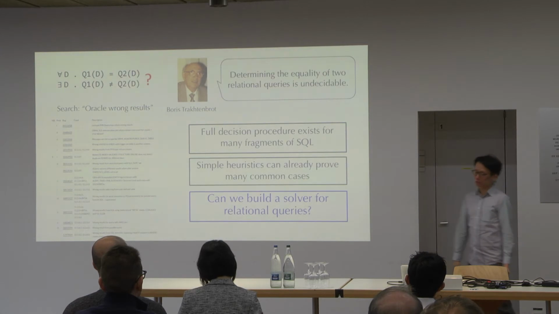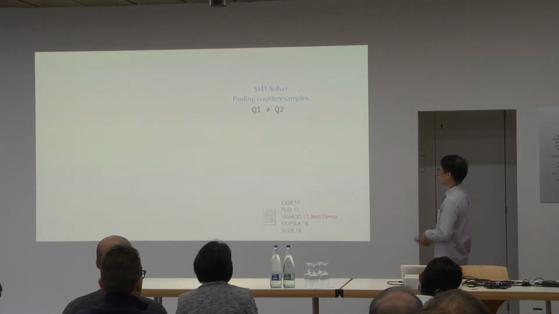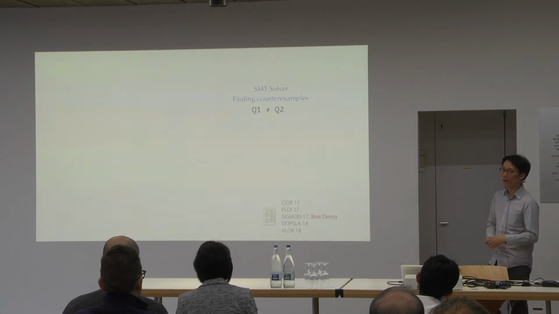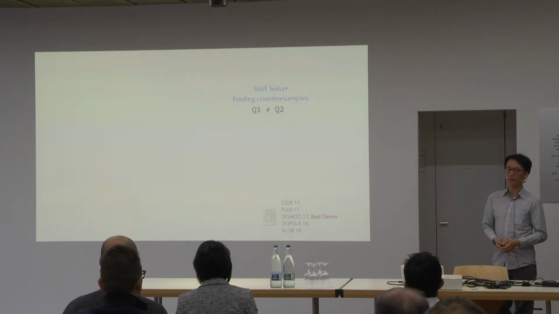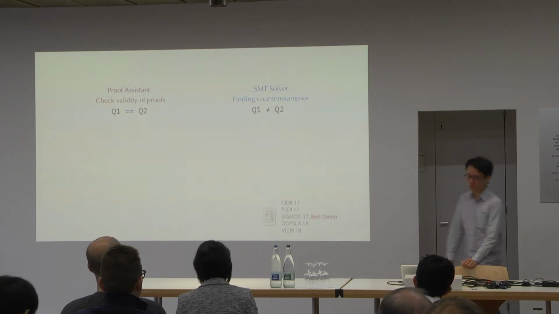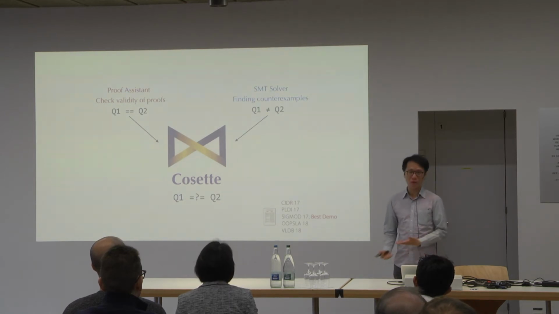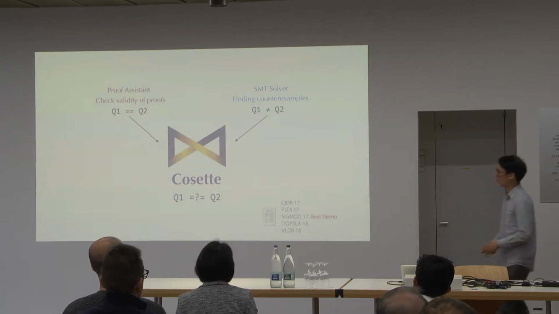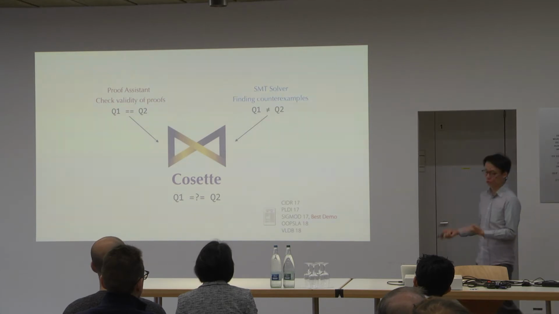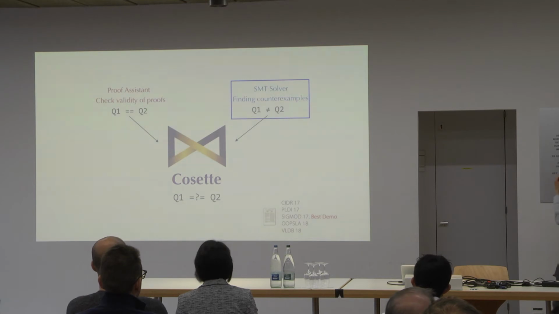So we ended up building a tool that uses two parts. On the one hand, we use an SMT solver to help us find counterexamples for two given queries. On the other hand, we also use a proof assistant to actually try to find validity of the proofs. We built this tool called Cosette that tries to solve for these kinds of relational queries, and I'm going to explain why we have two parts and what is in the name. Okay? So let me first go through this SMT solving procedure.